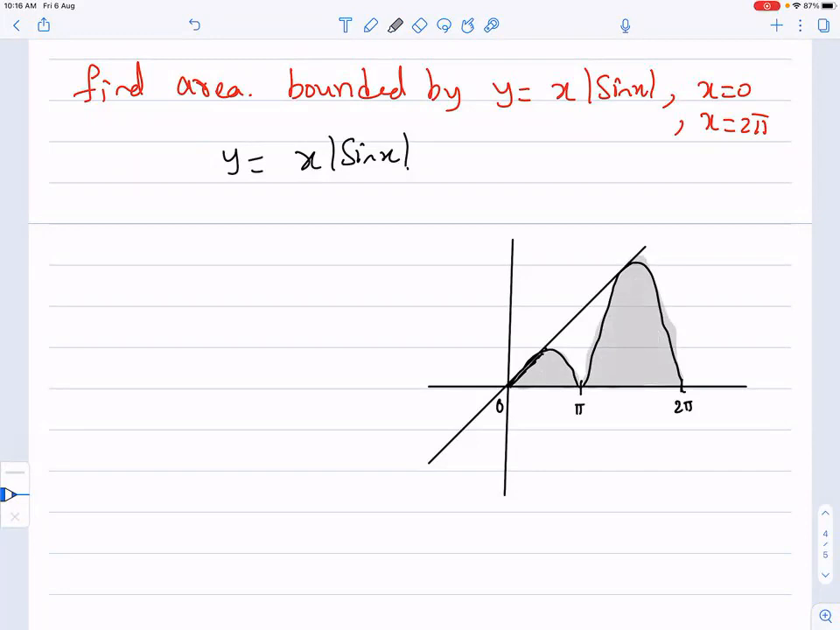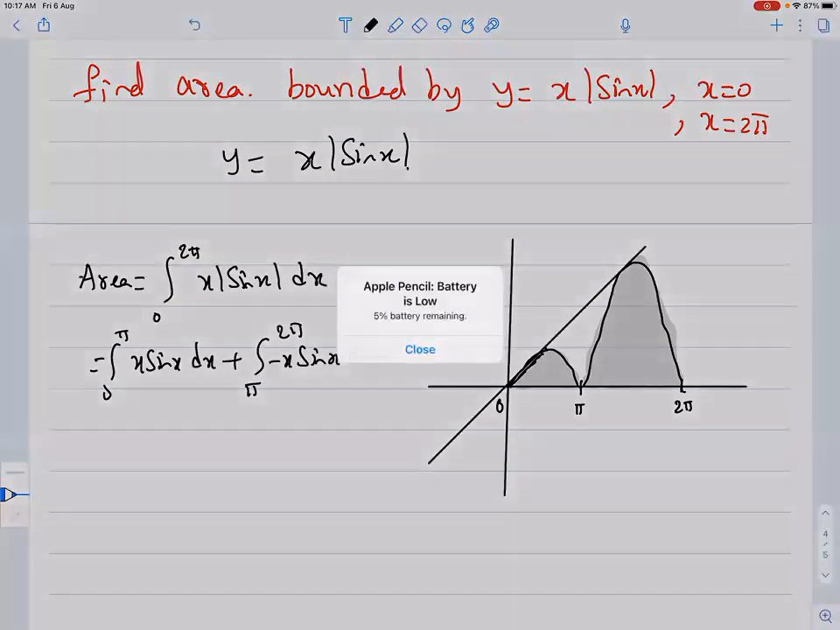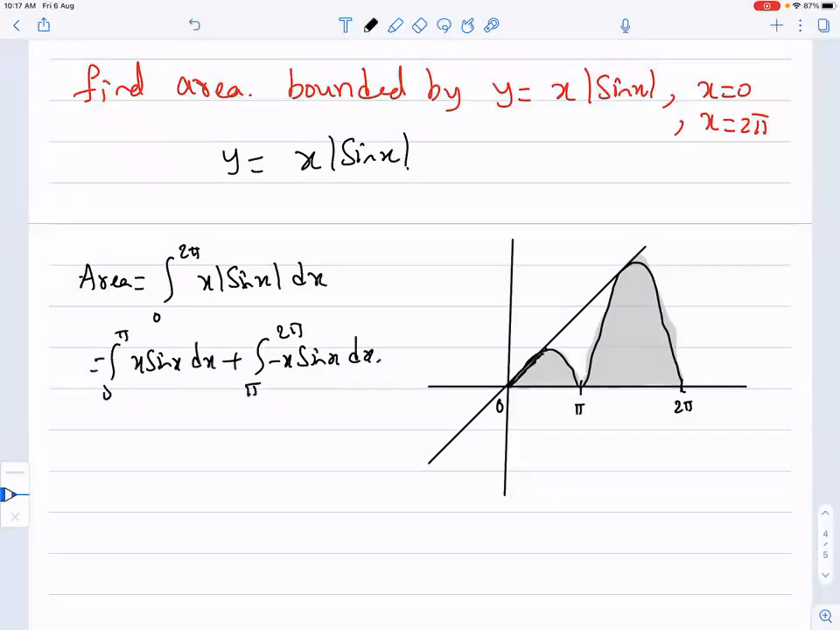How do I get this area? It is above the x axis, so the area is integral 0 to 2 pi of x mod sin x dx. And mod sin x changes its nature, right? From 0 to pi, it will simply be sin x because sin x is positive. From pi to 2 pi, it is minus x sin x since sin x is negative. Yes or no? How do I solve this? We know integration by parts, right? Minus x cos x plus sin x. That is the integral, right? Correct, students?